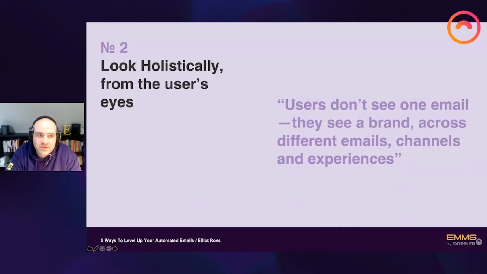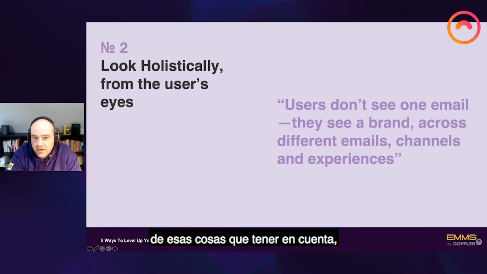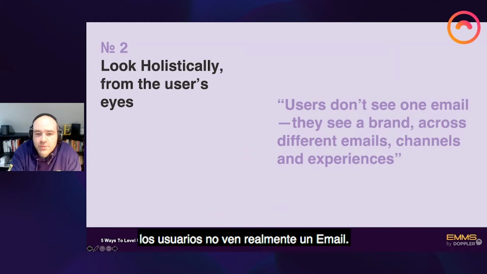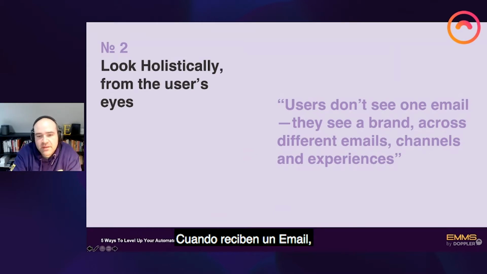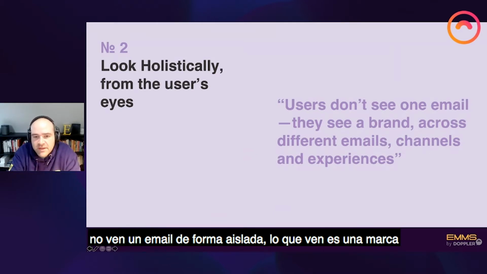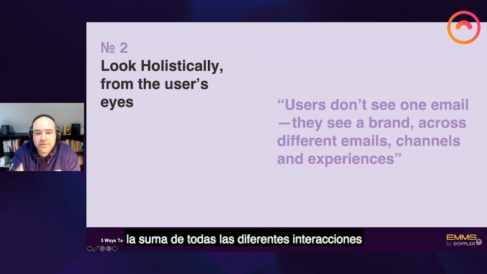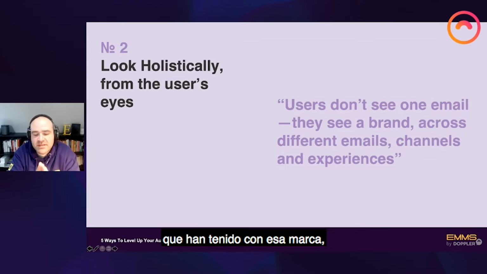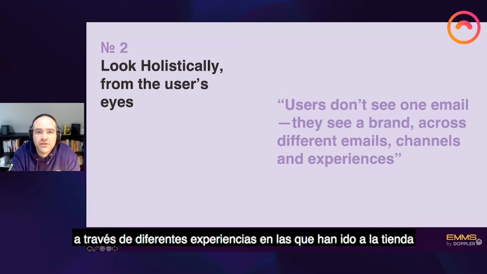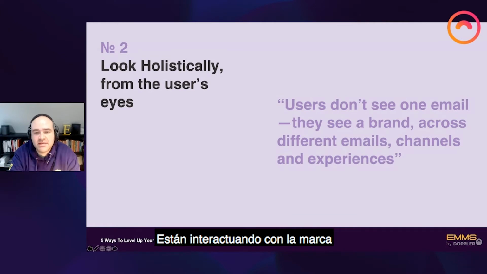My second point here kind of dovetails with that. Users don't really see one email, right? When they get an email, they don't see an email in isolation. What they see is a brand, and their view of that brand is the sum of every different interaction they've had with that brand, whether it's across different emails, across different channels, across different experiences, where they've gone in store, all of that kind of stuff. They're engaging with a brand, they're not engaging with a specific email.